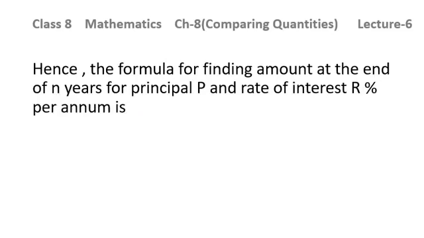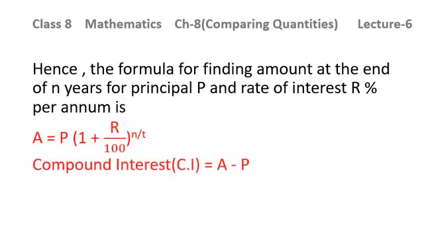So the formula for finding the amount at the end of n years for principal p and rate of interest r% per annum is this formula, which you will be using in the questions. No need to solve it using the derivation. I have tried to show you the derivation of this formula, and you should know how this formula is derived.